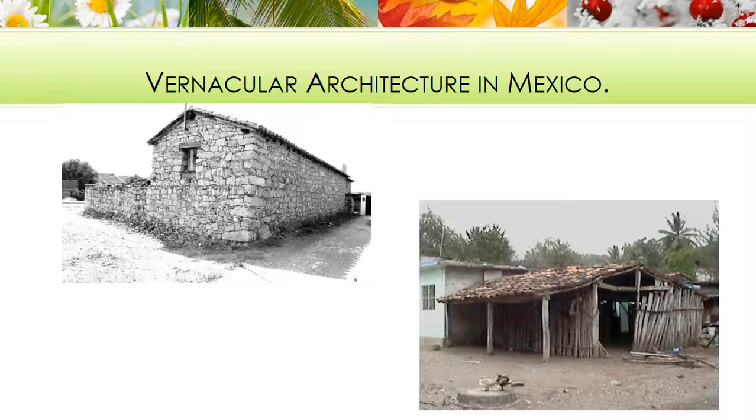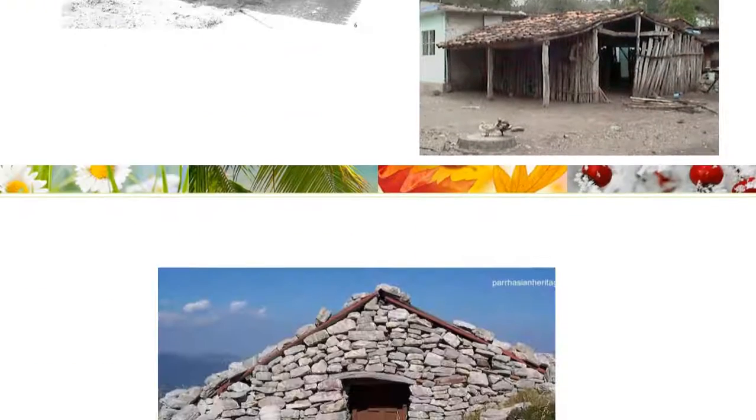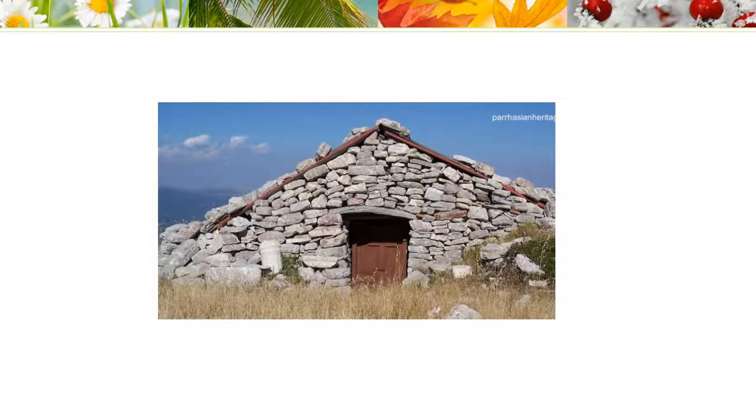There is the second image. And also we have different types of material that we can use for a construction for a vernacular architecture. Also the wood can be used for the construction of a vernacular architecture in Mexico. Well, we have another example of our vernacular architecture that is made by rocks.